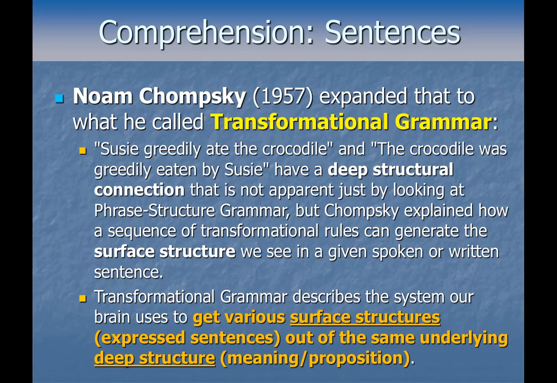So transformational grammar describes the system our brain uses to get various surface structures, the actual expressed sentences, out of the same underlying deep structure, so the meaning or proposition behind things.